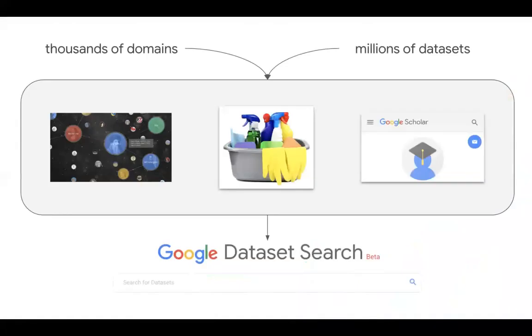At a high level, at the moment, the number of domains that have schema.org Dataset or DCAT dataset markup is in the thousands, and the individual datasets are somewhere in the millions. So we get all of that. And then we try to do a few things.